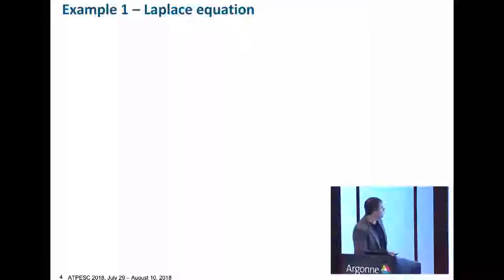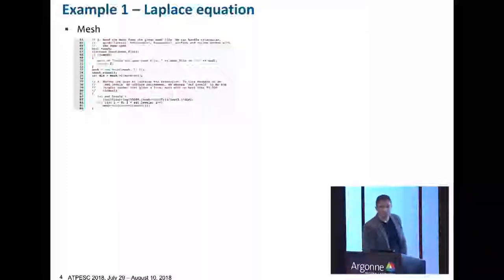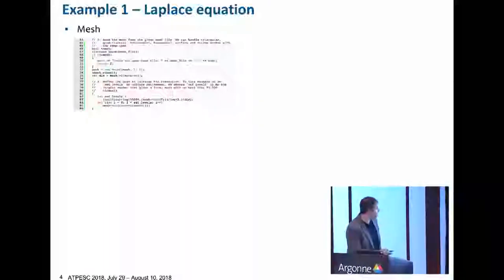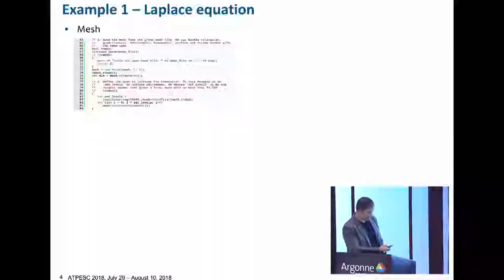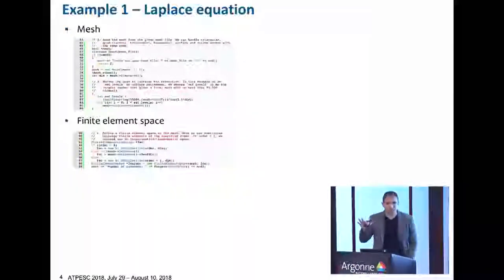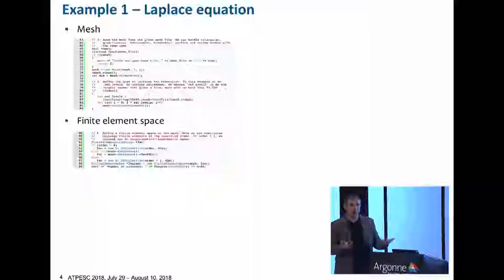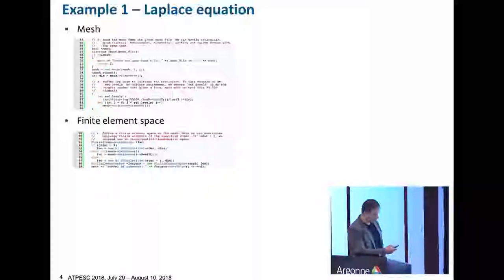OK, so just to give you a flavor of what it looks like to use finite elements in MFEM to implement a simple equation, I'm going to go through the first example of the code. You start with a mesh. The foundation of everything is a computational mesh. Don't try to read this yet. I'm just trying to give you an overview, and then we're going to dive in. On top of the mesh, you define a finite dimensional approximation space. That's your finite element space where you're going to approximate the physical quantities of interest as discrete functions.